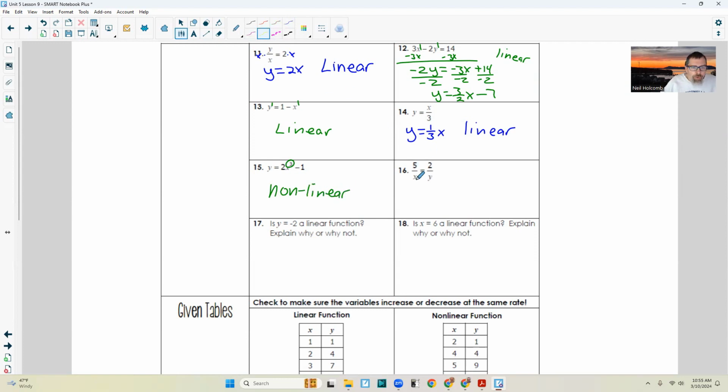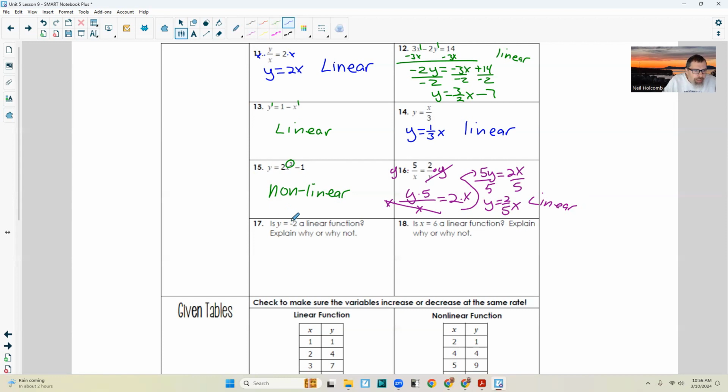All righty. 5 over x equals 2 over y. Well, let's try to get these in y equals mx plus b form. So if I multiply both sides by y, then these cancel, and I get y times 5 over x equals 2. And then if I multiply both sides by x, these cancel, and that's going to give me 5y equals 2x. And if I divide both sides by 5, I get y equals 2 over 5x plus 0, if you will. Okay. And that is linear. Slope of 2/5, y-intercept of 0.